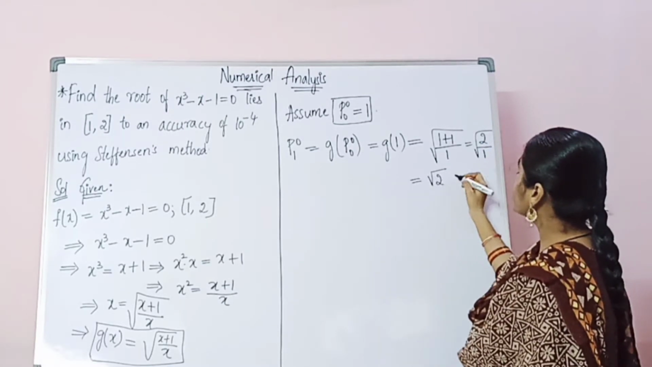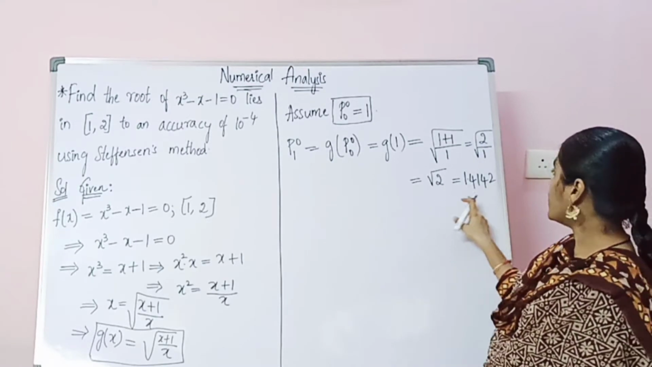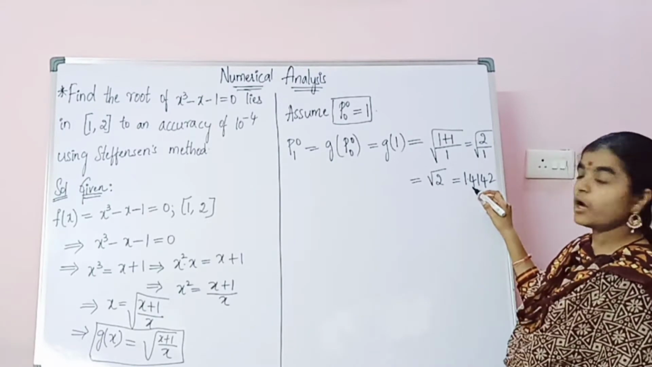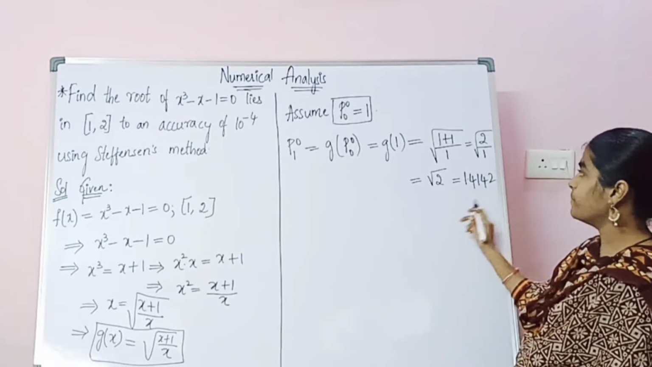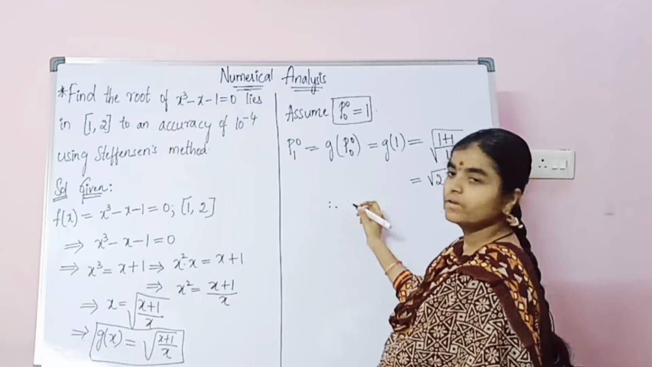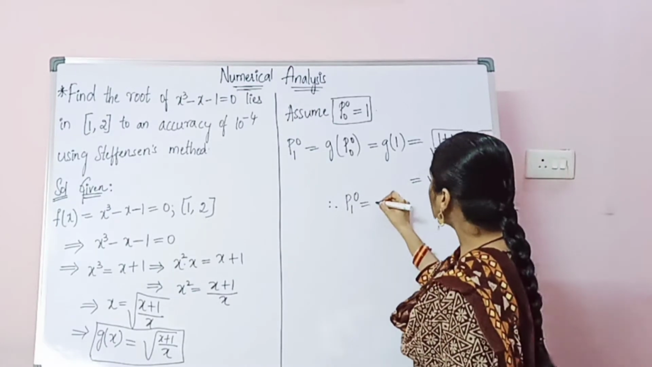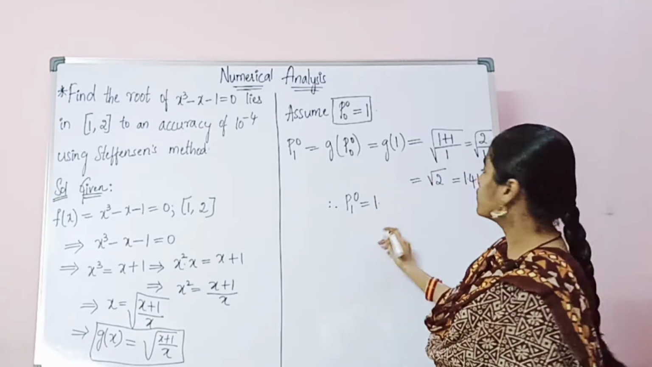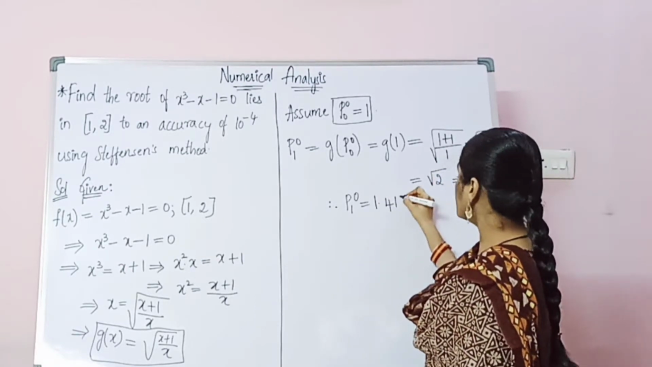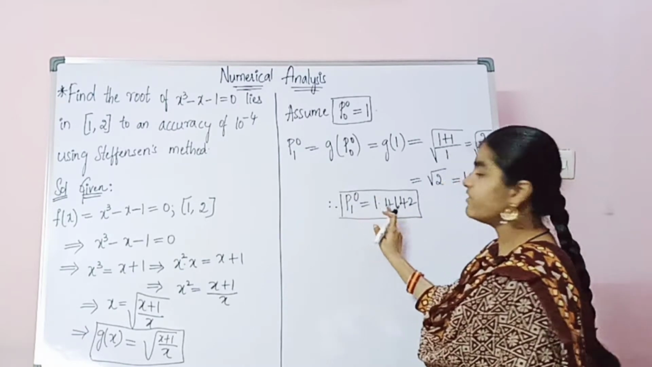What is the value of root 2? 1.4142. This is the value of root 2. After point, how many digits we are taking? 4 digits. So what is the value of g of 1? Therefore, p1 power 0 equals to, what is the value here? p1 power 0 equals to 1.4142. Now we got the value of p1 power 0.